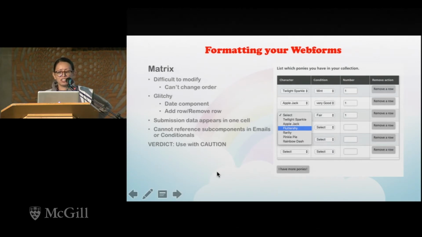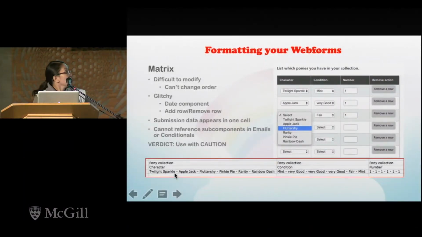So the submission data that's contained in the web form, if you download it, you'll see that it's actually all contained in a single cell. You can see here you've got the different characters listed, Twilight Sparkle, Applejack, but they're all displayed in a single row. That means it's going to be very difficult to parse that data, and you probably can't use that in your subcomponents, or reference them in your emails or your conditionals. So I'm not saying don't use it, but definitely be aware that you should use it with some caution and an awareness of its limitations.